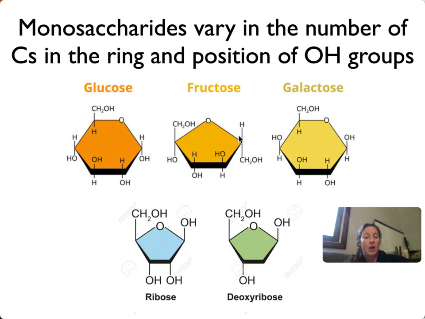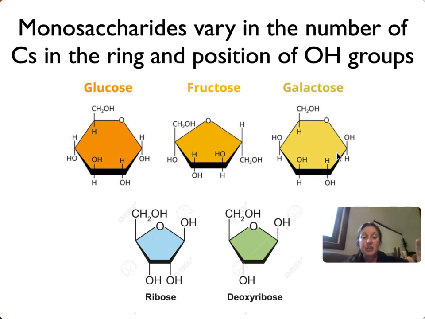This has 4 carbons in the ring and 1 dangling off to the side. Same thing with these. And the other thing that distinguishes them is which direction the hydroxyl groups go in. So glucose has this one down, up, down, down, but galactose, which otherwise looks very similar, has up, up, down, up, and that makes it a different monosaccharide.